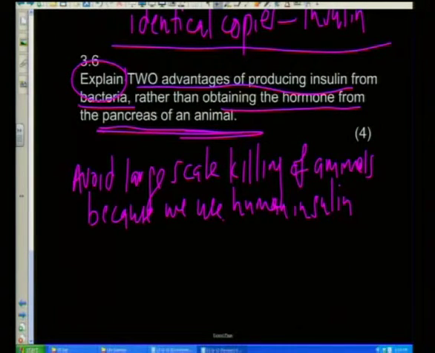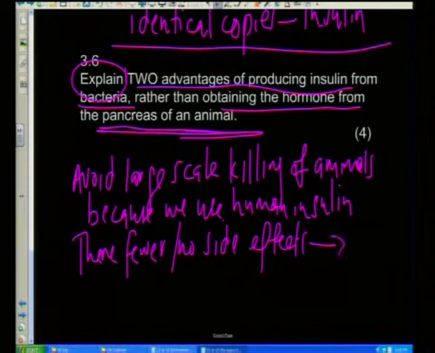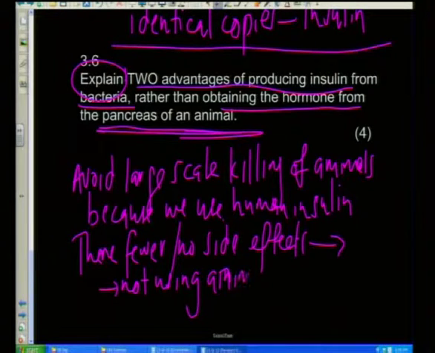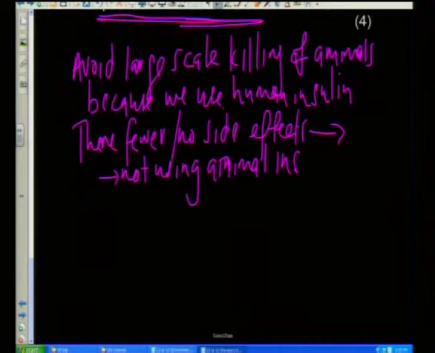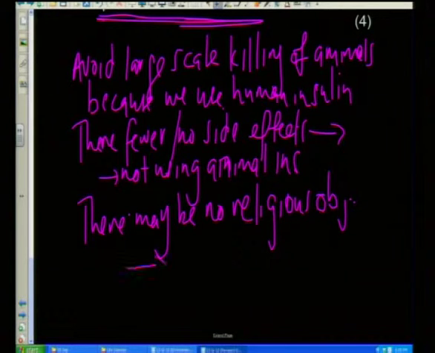Okay? The next one would be, obviously, there are fewer or no side effects. Because, again, we're not using animal insulin. And thirdly, there may be no religious objections as we're not using animals.